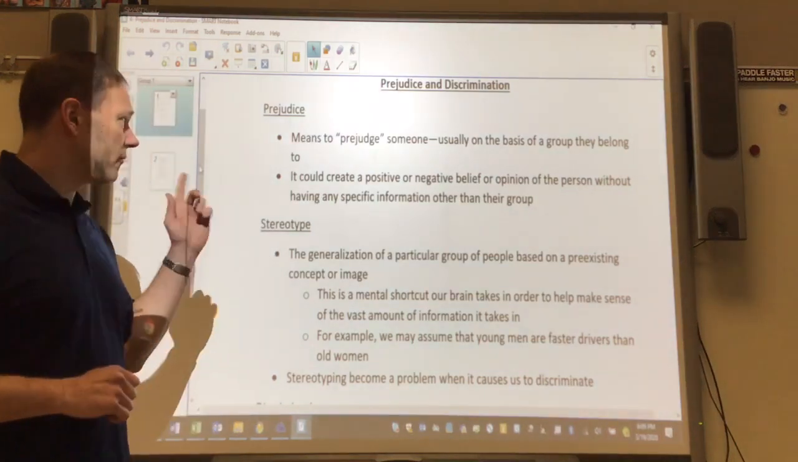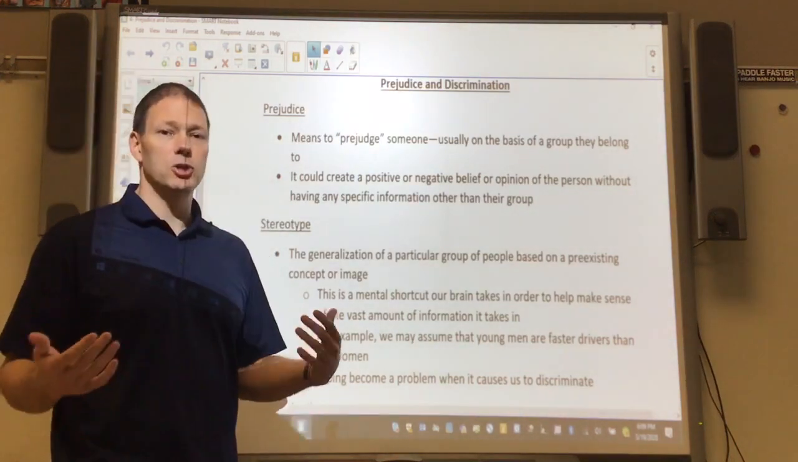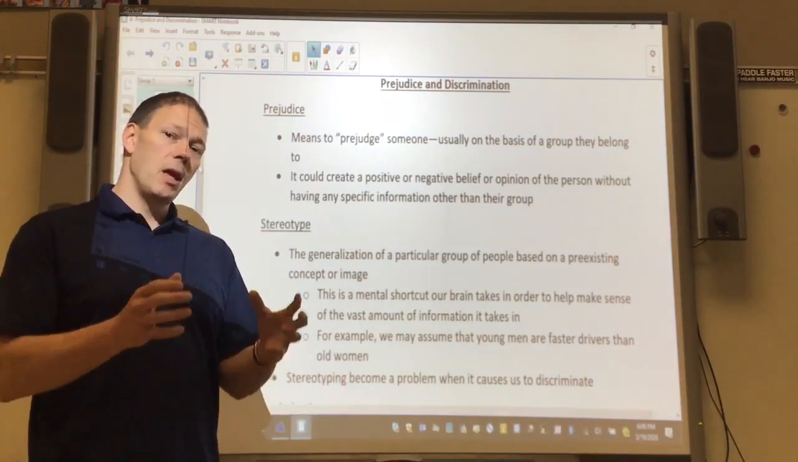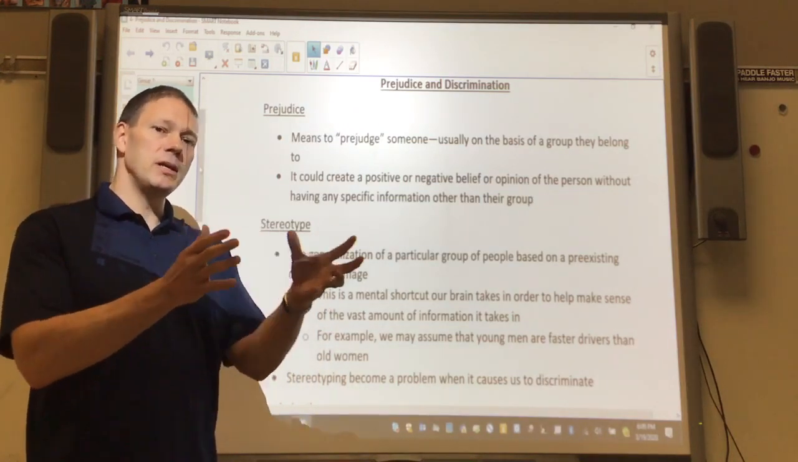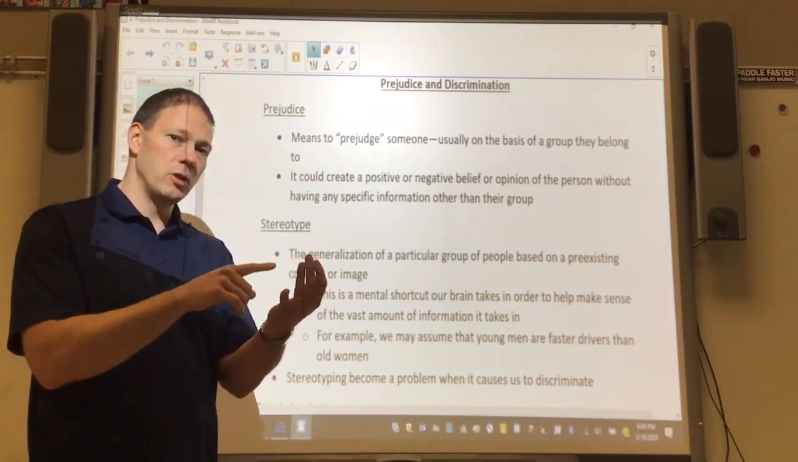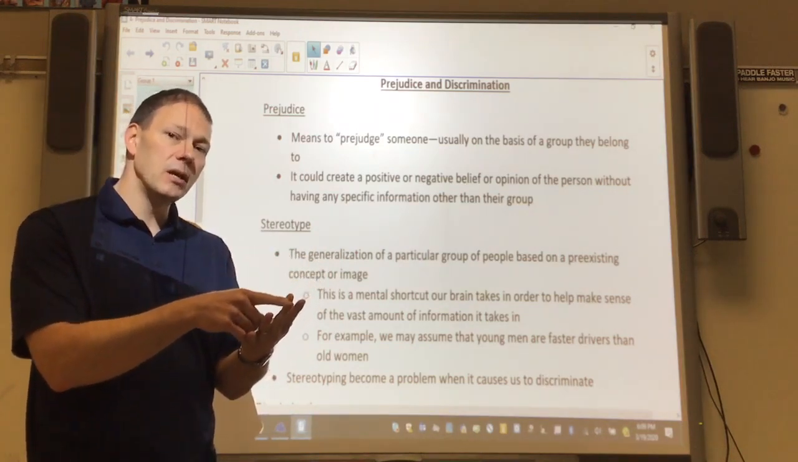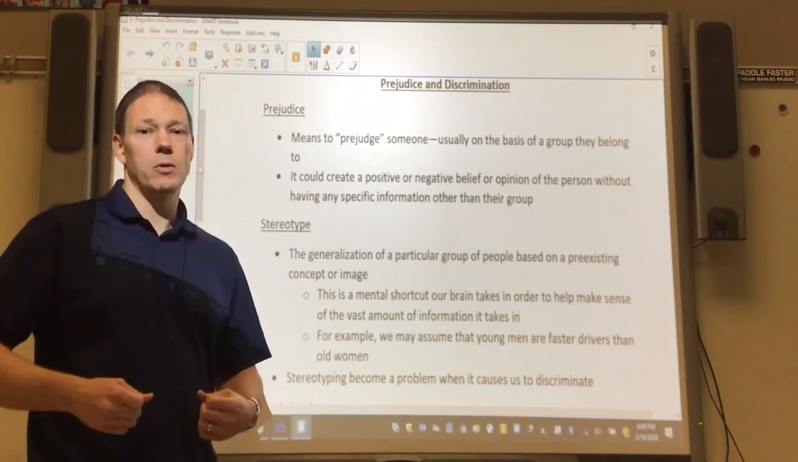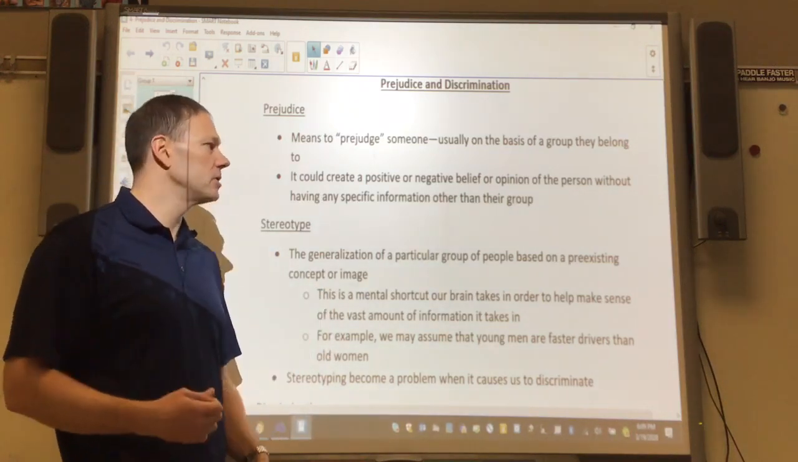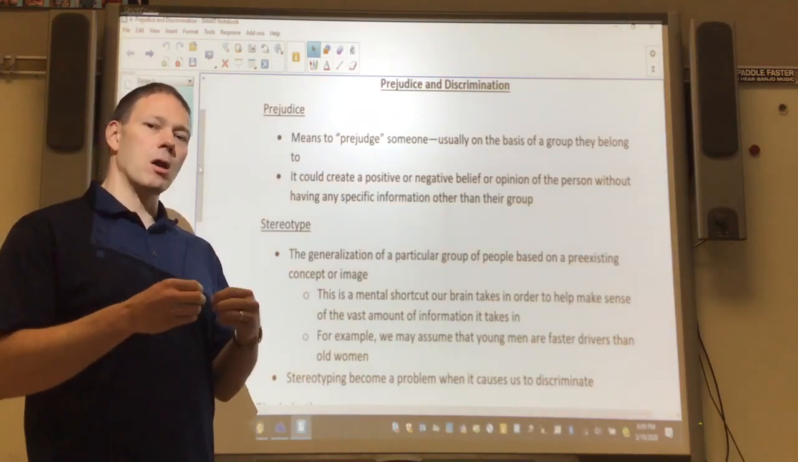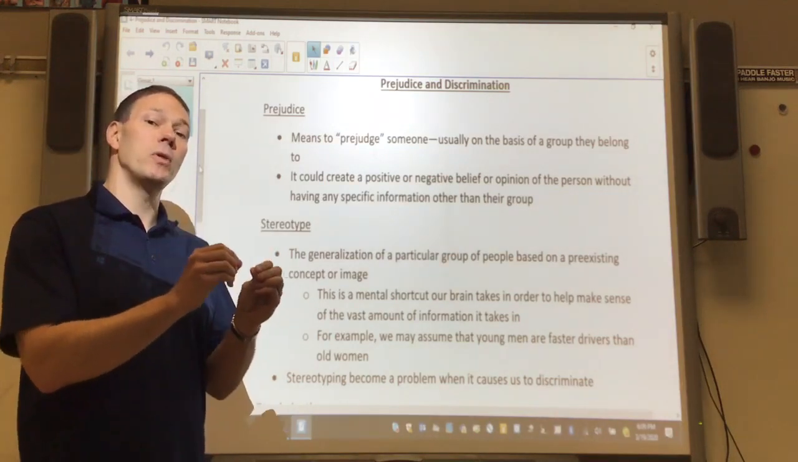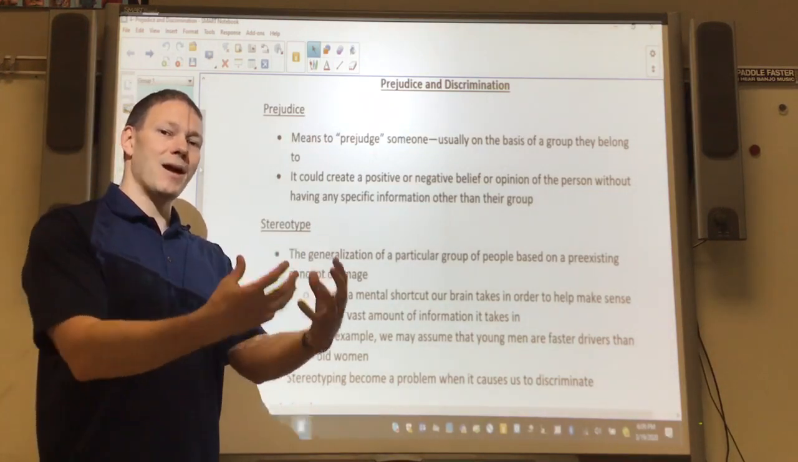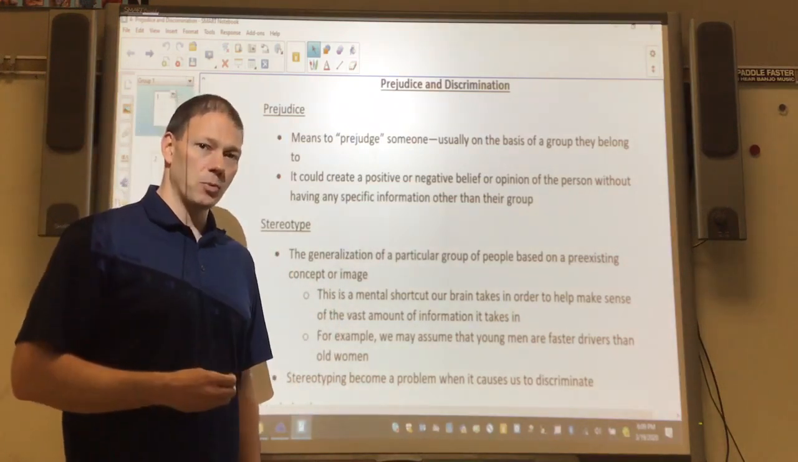First of all, prejudice means literally to prejudge. We look at somebody and, based on usually outward characteristics, gender, race, ethnicity, maybe they're wearing clothes that indicate they're part of a certain group, a school that they go to, or a team that they like, we automatically make assumptions about who they are because we assign them to that particular group. That's what prejudice is.